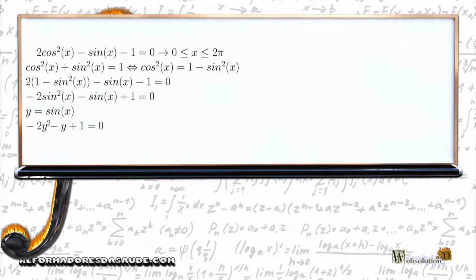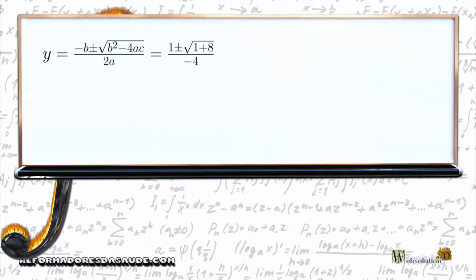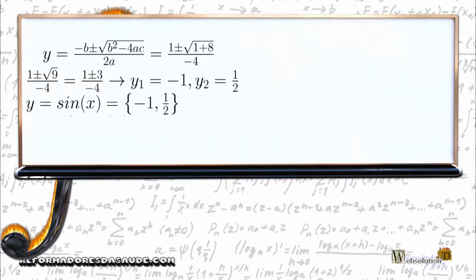We can now substitute sine of x for y. And there we find a second degree equation, and so we need to find the roots. Using Bhaskara, we find two roots. The roots are -1 and 1 over 2. Again putting y as sine of x, we have to find out which x values make sine of x have the values of -1 and 1 over 2.